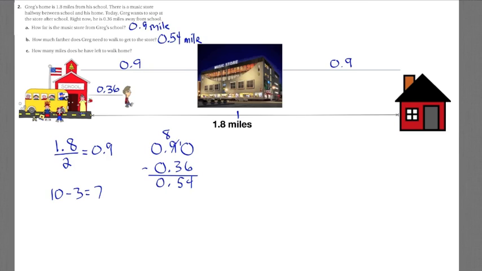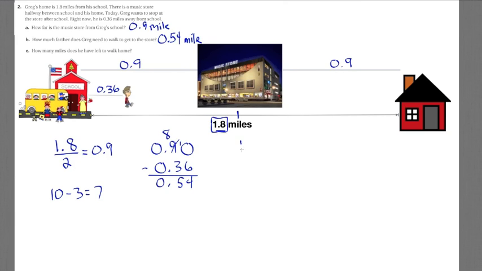On C, I'm sorry. So it says, how many miles does he have left to walk home? All right, so I'm going to tackle this just the way I tackled B. So I know that eventually he's going to walk all the way home. So when it comes down to it, he'll have walked from school to the store to home, which is 1.8 miles. So if he's already done 36/100 of a mile, I subtract that from the total distance. Again, the total distance being this 1.8 miles.